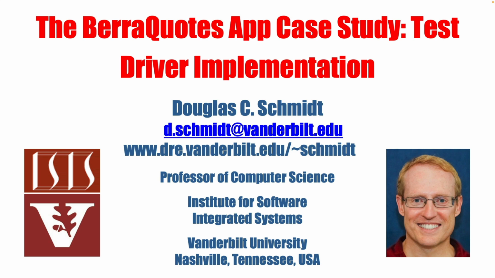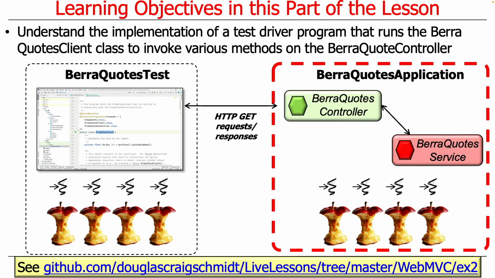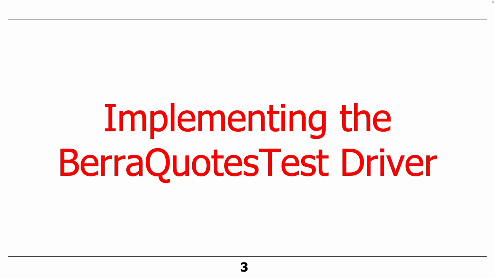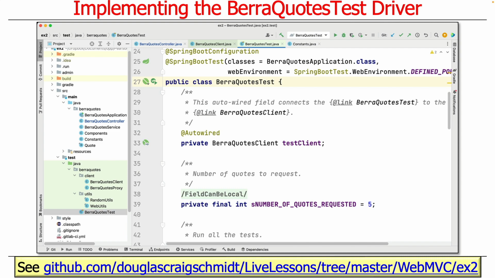So the final piece of the puzzle for the BerraQuotes app case study is the test driver implementation. This is what's actually going to make the whole thing run and give us back BerraQuotes. And so we're going to take a look at how that's implemented. And again, as usual, you can find the code at this URL.